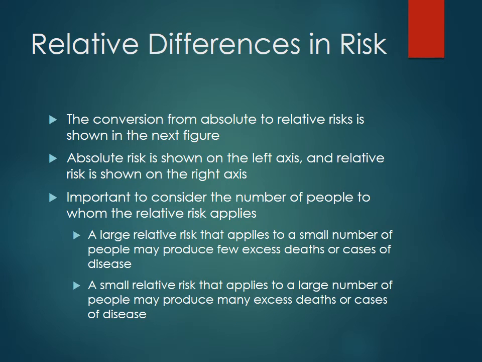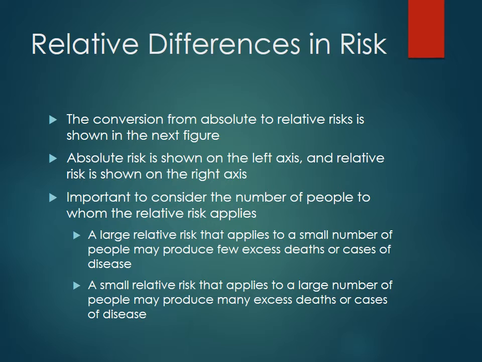Okay. So the conversion from absolute to relative risk is shown in the next figure, so we'll show you that. Absolute risk is going to be shown on the left axis, and relative risk is going to be shown on the right axis. We'll see graphically how you can compare these. And it's important to consider the number of people to whom that relative risk applies. So a large relative risk that applies to a small number of people may produce few excess deaths or cases of disease, right? So if the number of people who have been exposed is very small, then I may not expect to see a whole lot of extra deaths from that.